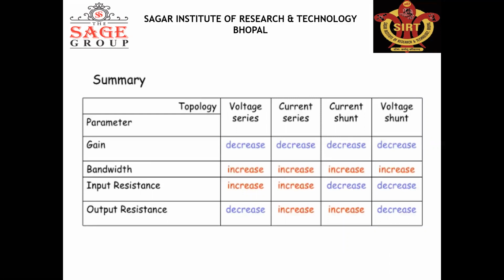of each topology. In voltage series, gain is decreased. Since negative feedback is used in each topology, we know that the gain of a negative feedback amplifier always decreases. So whether we use voltage series, current series, current shunt, or voltage shunt, the gain in each topology will decrease because we use negative feedback. Again, bandwidth increases. In a negative feedback amplifier, the bandwidth always increases.